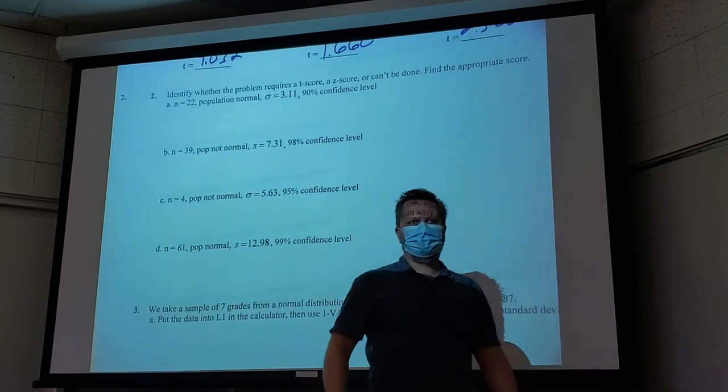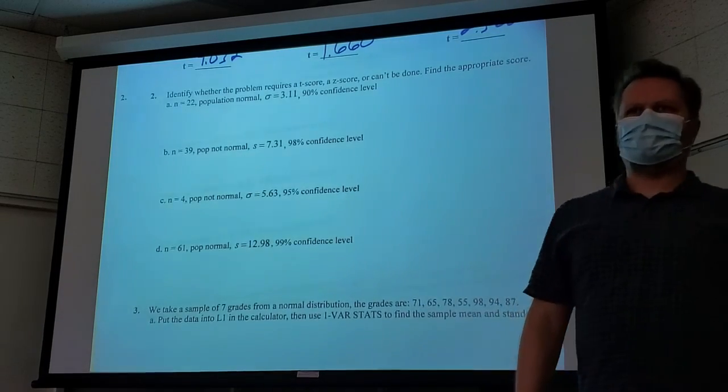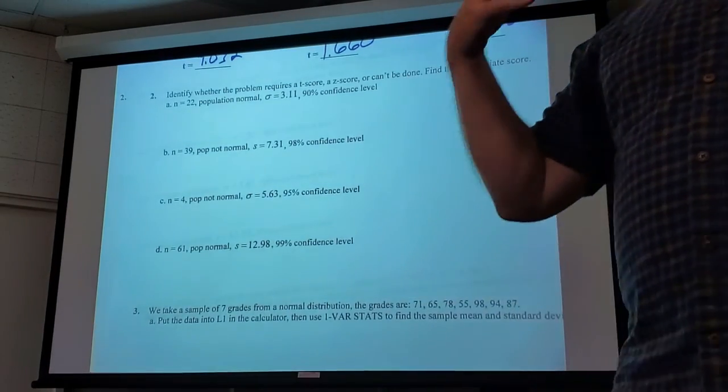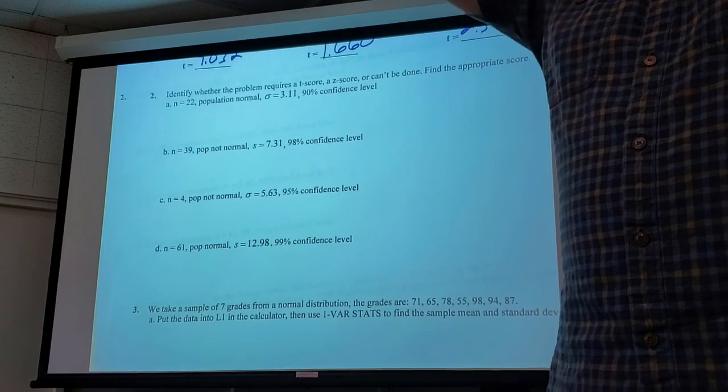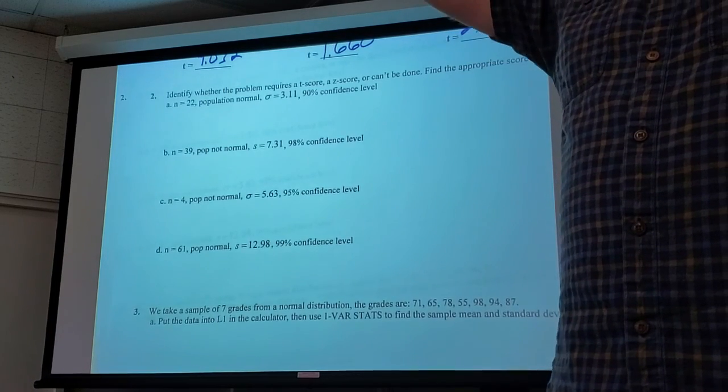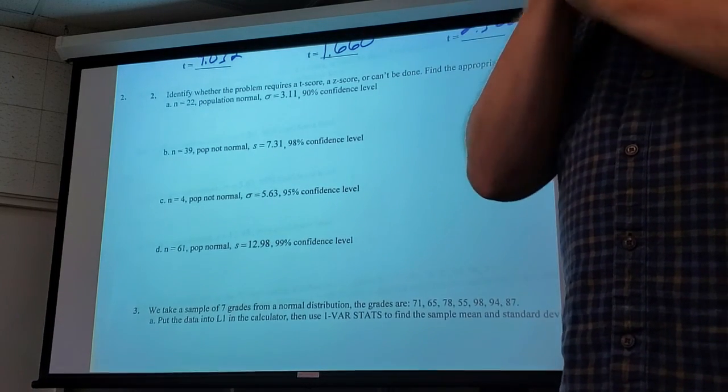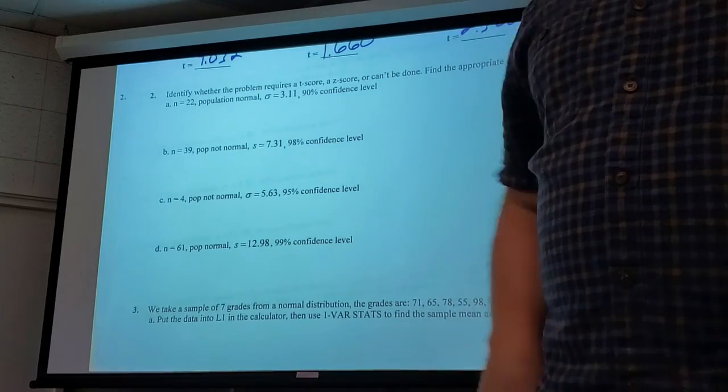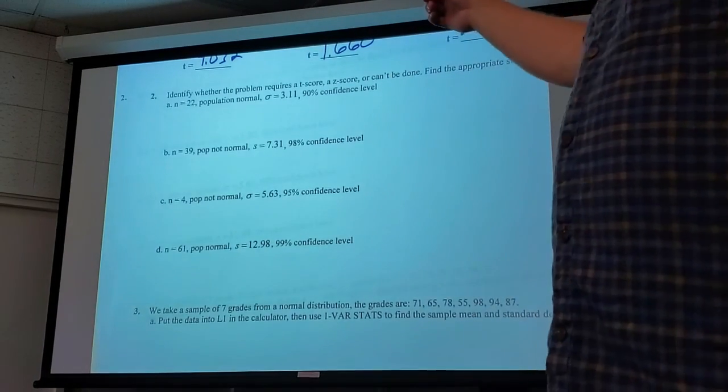Is that because it's below 30? Yep. So if it's below 30, they have to either tell us it was normal to start with, in which case the sample size doesn't matter because it's normal, or the sample size has got to be greater than 30, and we're screwed here.